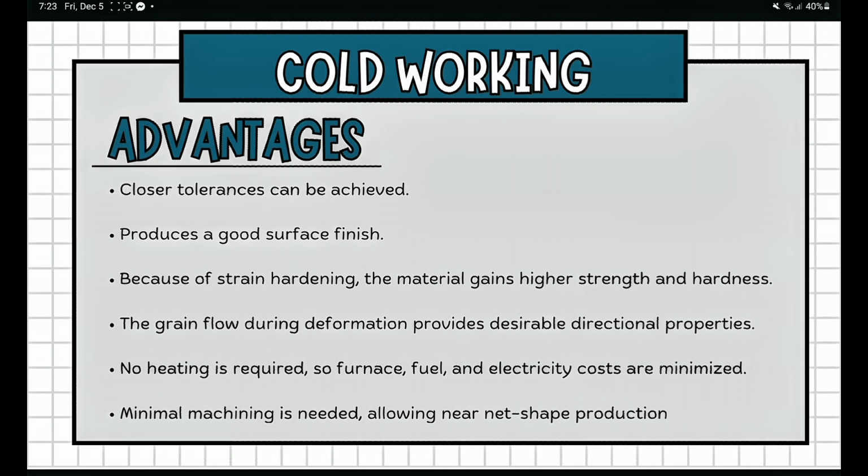Number 2 is good surface finish. So since the metal stays at room temperature, oxidation does not form on the surface. This keeps the final product smooth and clean.